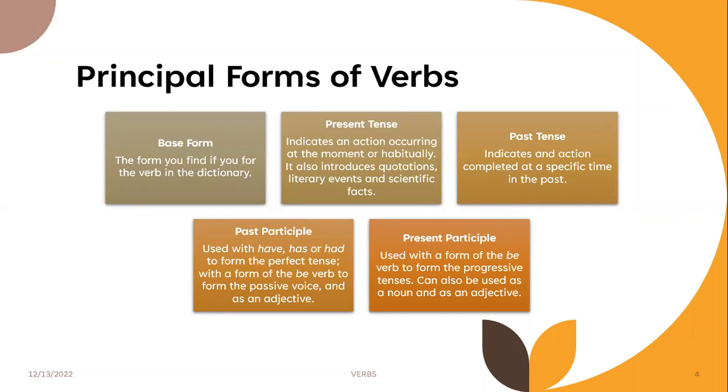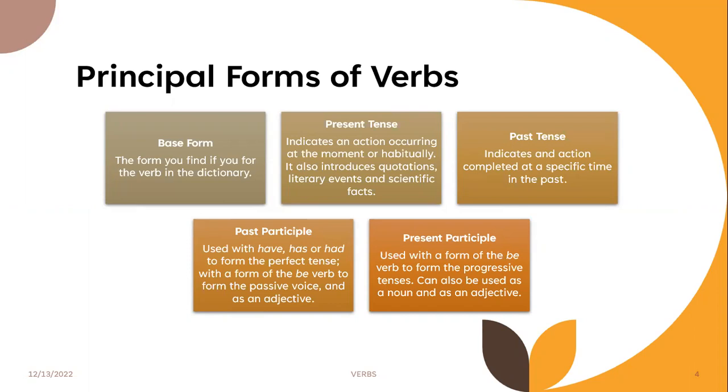All English verbs have 5 main forms, except for the verb be, which has 8 forms. First we have the base form, which is the form you'll find if you look for the verb in the dictionary, for example, live, awake. Then we have the present tense, which indicates an action occurring at the moment or habitually. It also introduces quotations, literary events, and scientific facts.